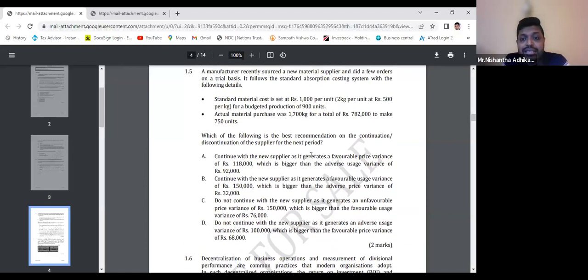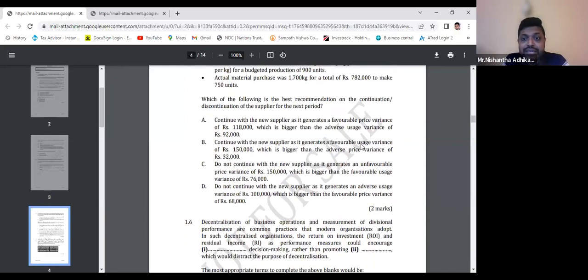Continue with the new supplier as it generates a favorable price variance of 118,000, which is bigger than the adverse usage variance of 92,000. Continue with the new supplier as it generates a favorable usage variance of 150,000, which is bigger than the adverse variance of 32,000. Do not continue with the new supplier as it generates an unfavorable price variance of 150,000, which is bigger than the favorable usage variance of 76,000. 4th one: do not continue with the new supplier as it generates an adverse usage variance of 100,000, which is bigger than the favorable price variance of 68,000.